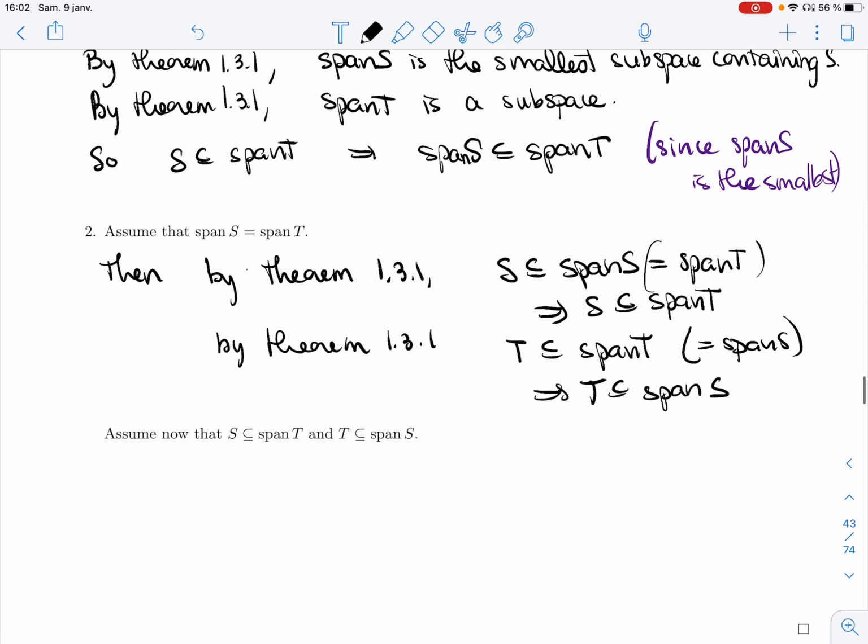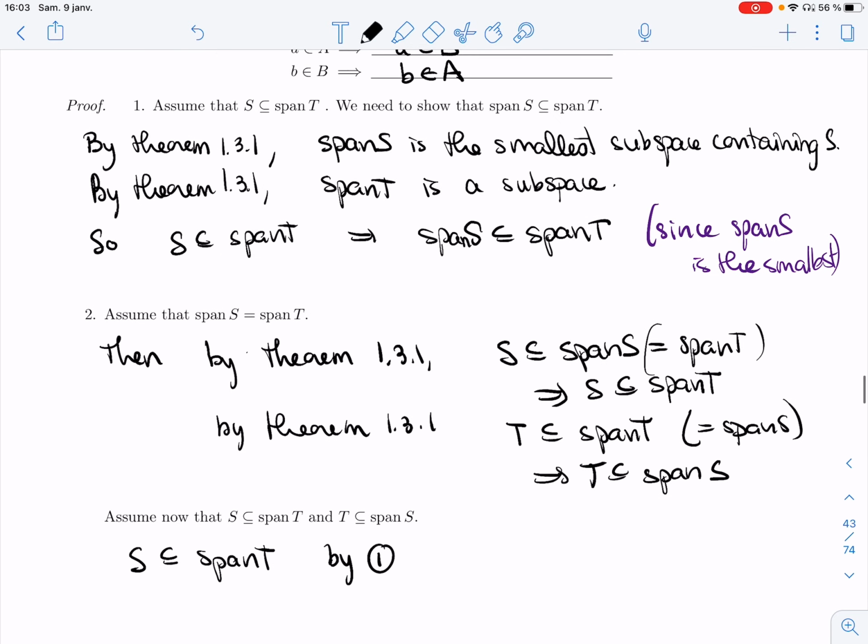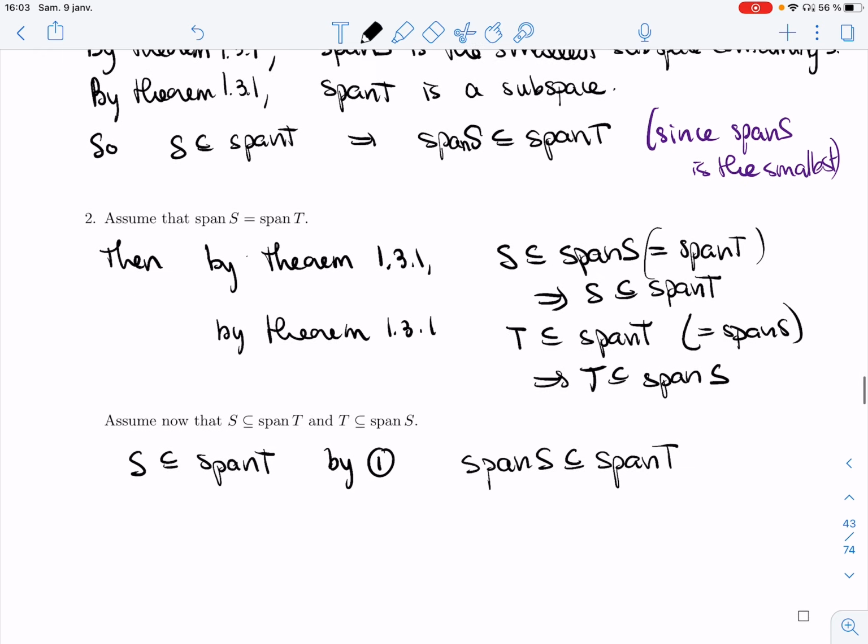All right, so that proves one direction, that box 1 implies box 2. Now we're going to assume that S is inside span of T and T is inside span of S, and we want to show that span of S equals span of T. All right, let's do that. If S is inside span of T, then by the first condition that we proved over here, we get that span of S is inside span of T. So all the elements of span of S are inside span of T.